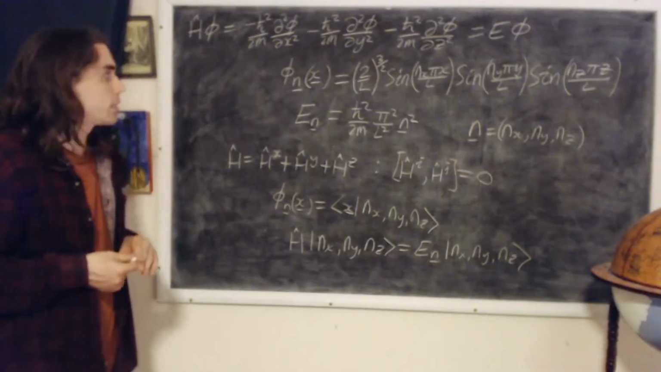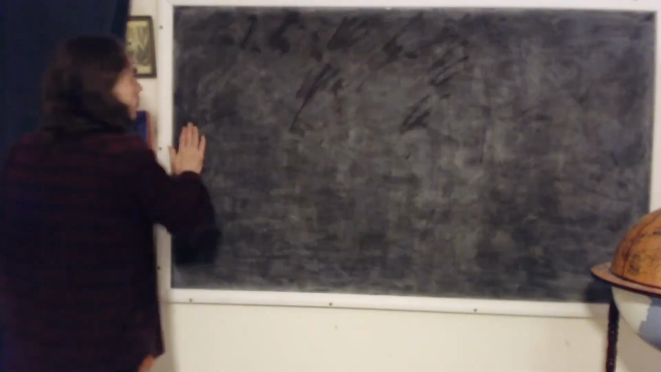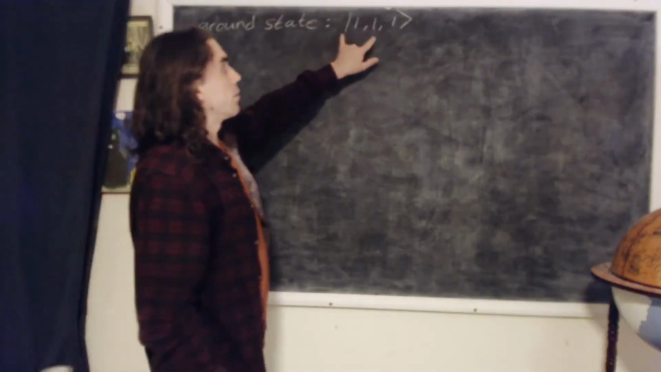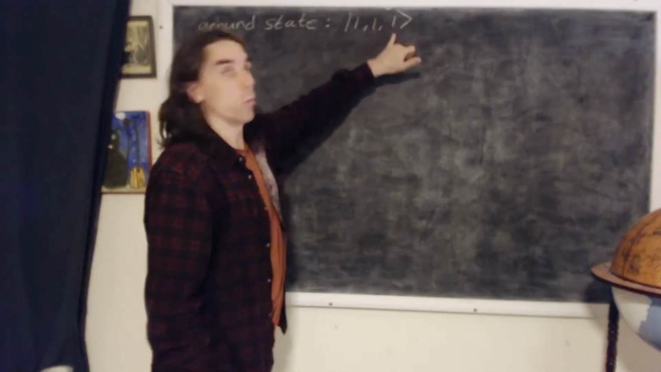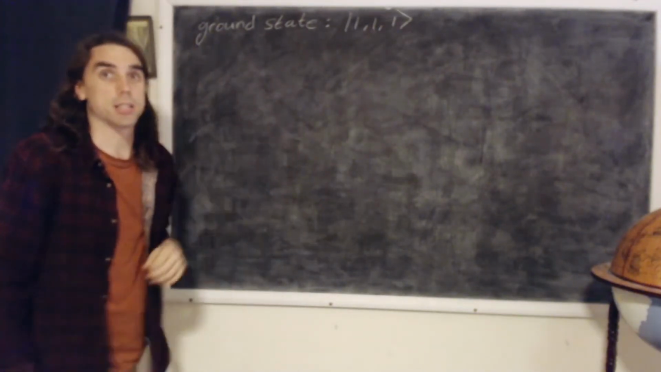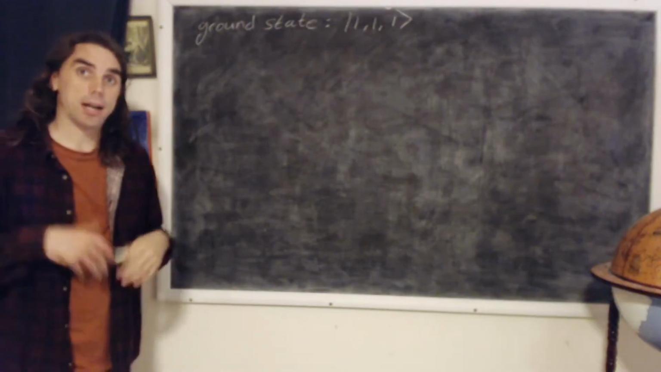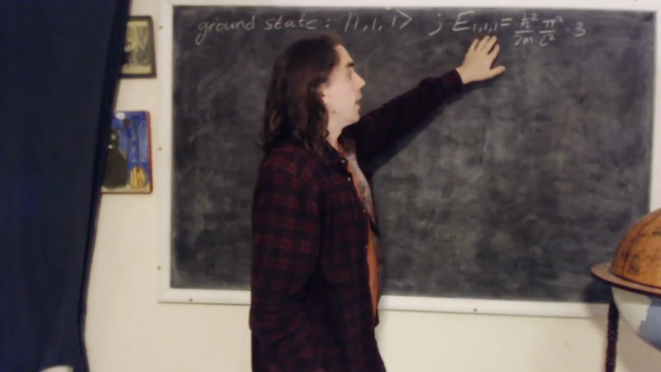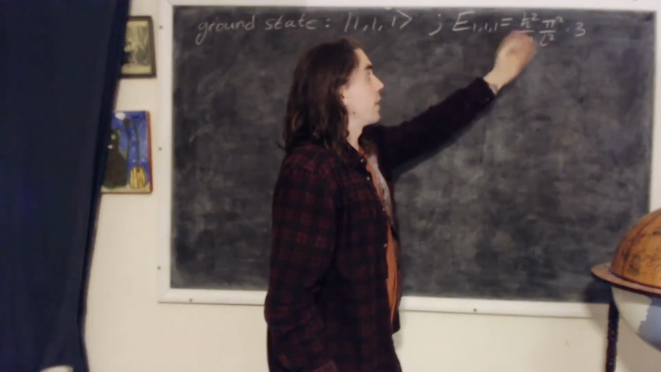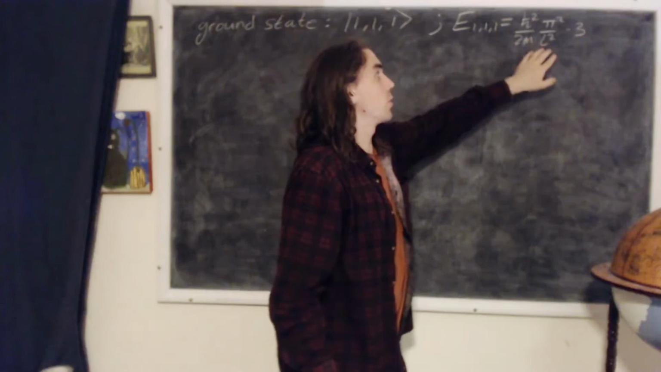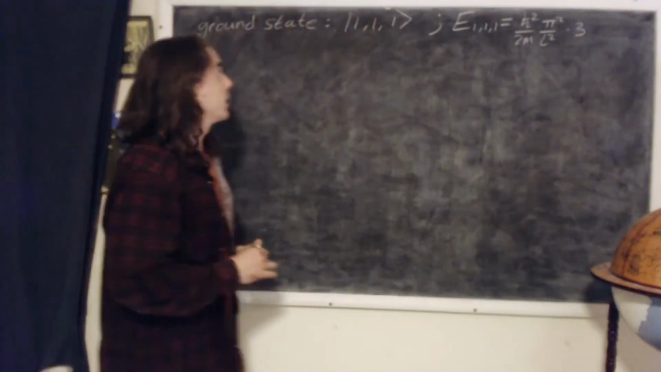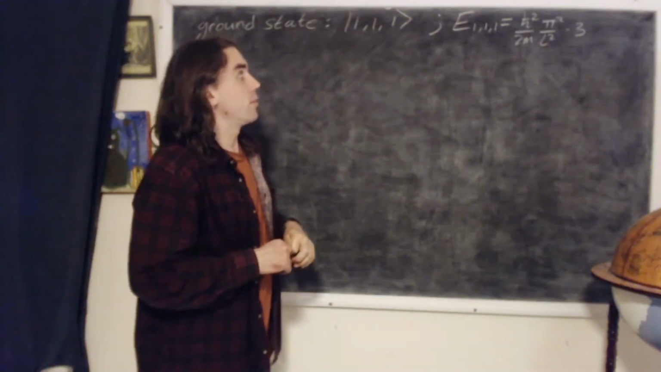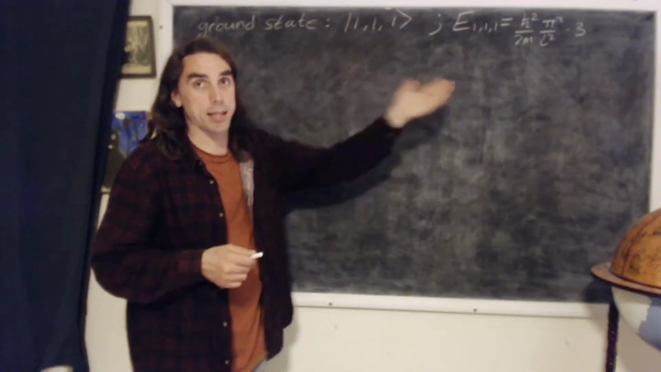So the ground state of the system, for example, let's clear the board. The ground state of the system is the state labeled with a ket labeled by 1, 1, 1. So all of the n's are as low as possible, and the corresponding energy eigenvalue is E 1, 1, 1. We substitute the ones in and we find h bar squared pi squared over 2m L squared multiplied by 3. And the ground state is unique. There's only one state with that energy.